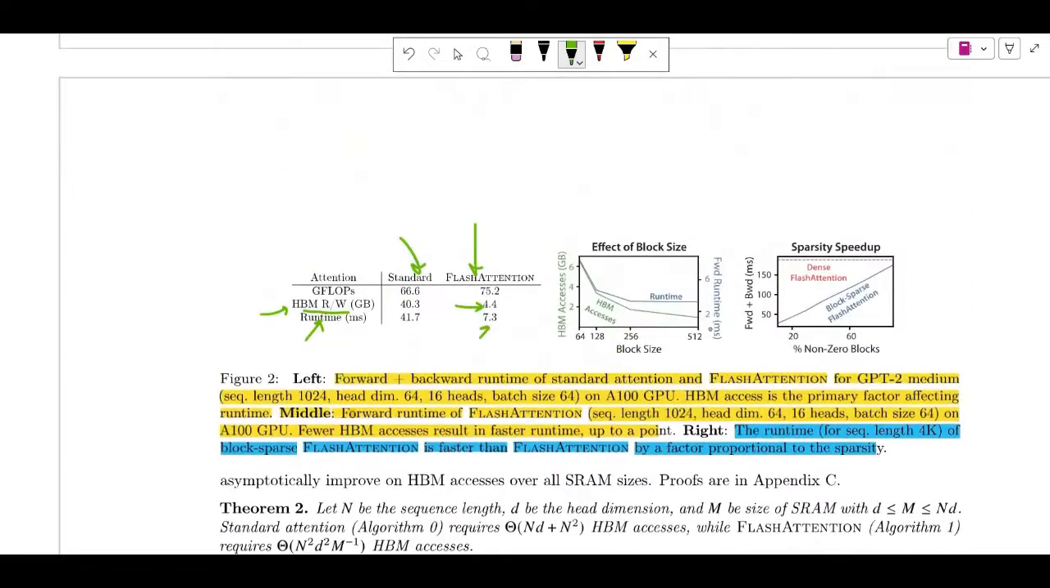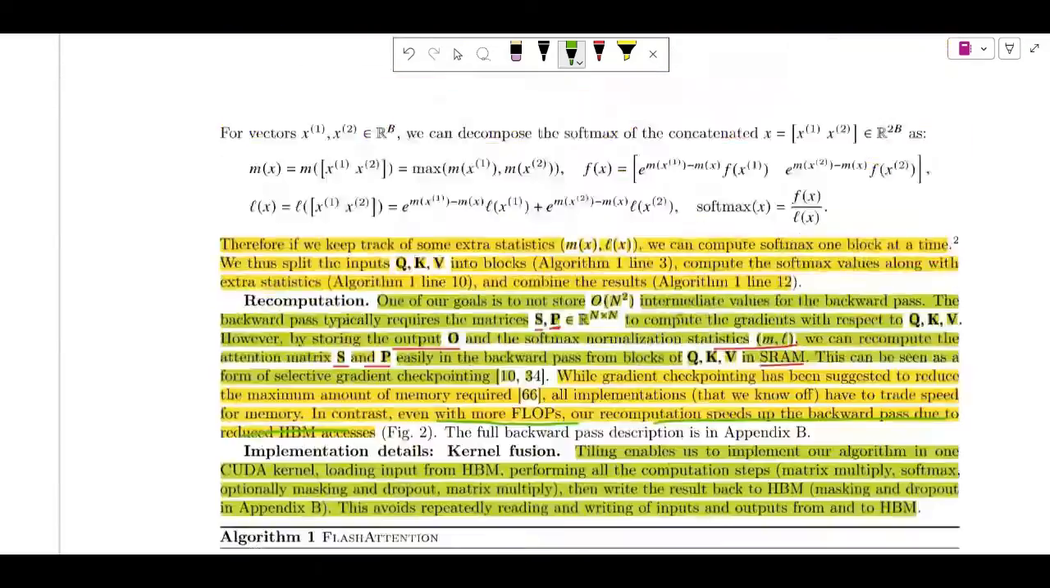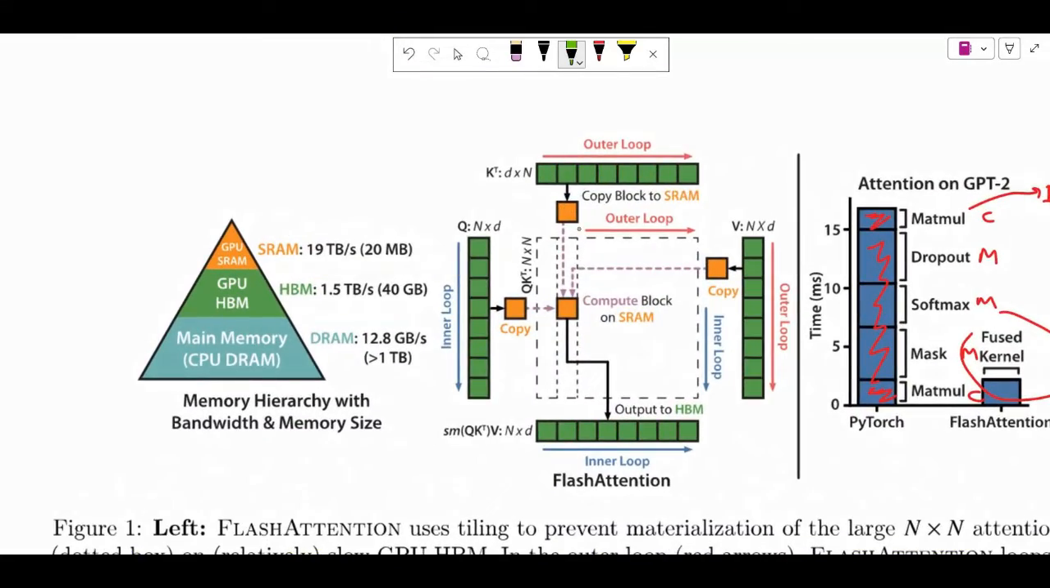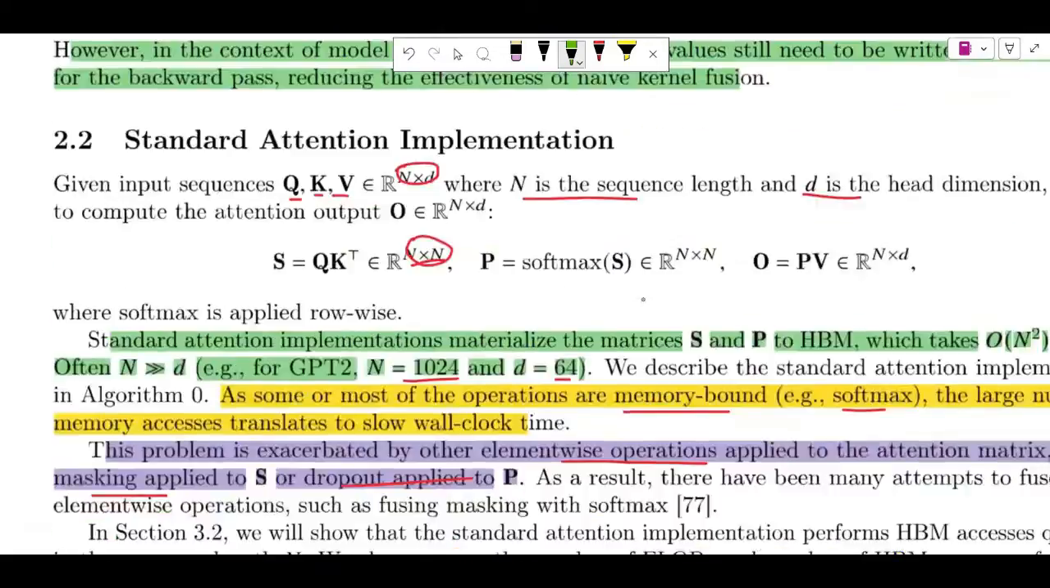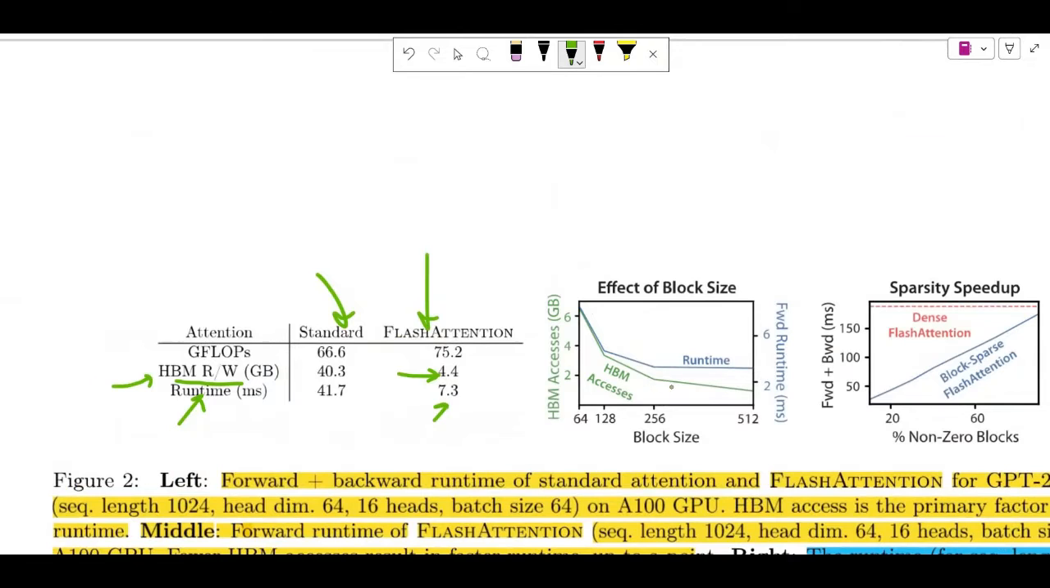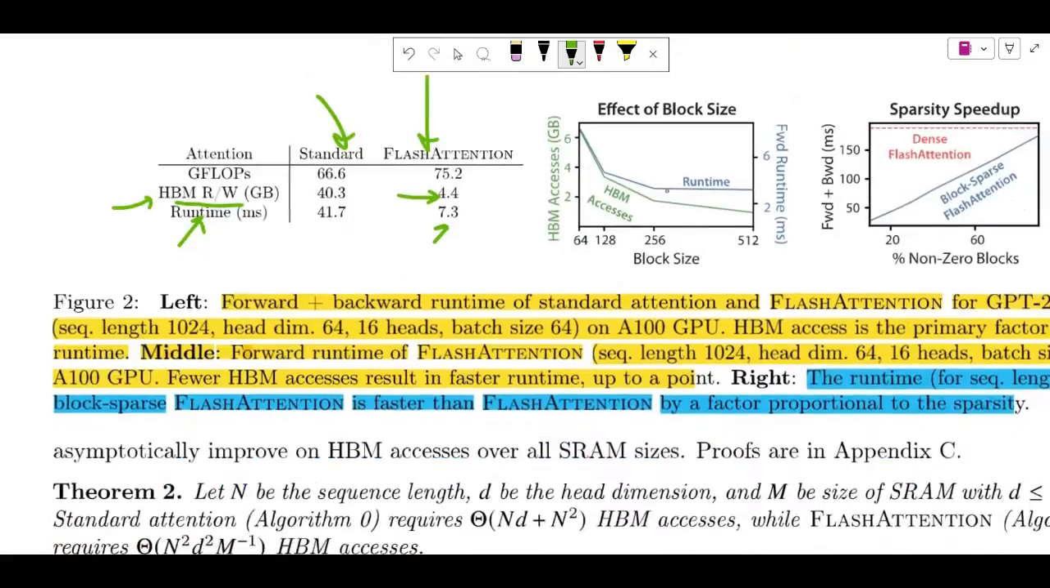So as we increase the block size, the number of HBM accesses decreases, because if you see here, we copy a block from HBM, and we have to copy all of these blocks. So if the block size is larger, we'll have to copy fewer things from the HBM. A higher block size would lead to fewer accesses to HBM, and so the HBM accesses are reducing, and correspondingly the runtime is also reducing up to a certain limit.